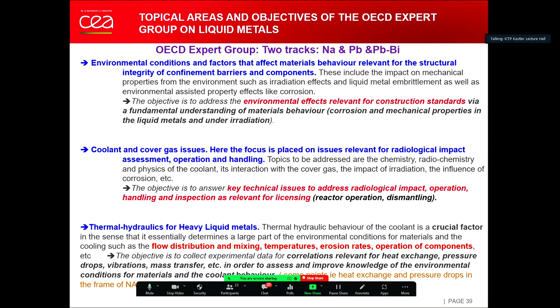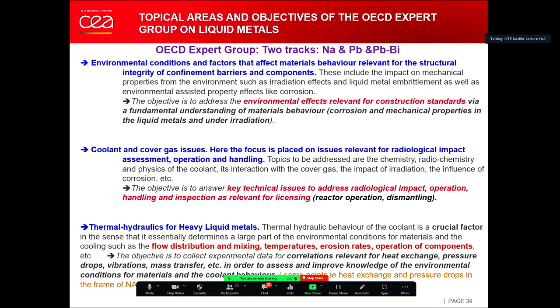And I finish, my last slide is here. In order to study these environmental effects on materials, and particularly the interaction between the coolant at various temperatures, with various concentrations of oxygen, even if in sodium fast reactor it's much easier because we work below 3 ppm. In this case, we have investigations about the environmental conditions and factors that affect materials behavior, relevant for the structural integrity of confinement barriers and components.